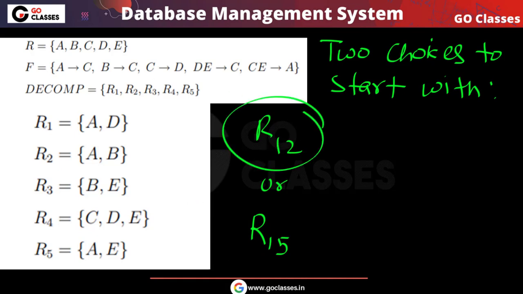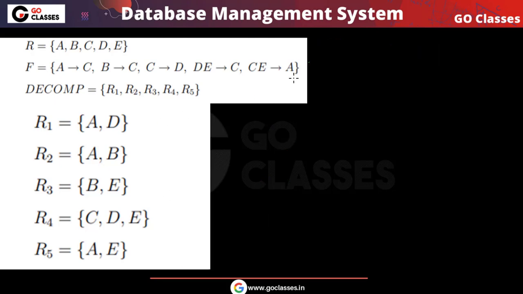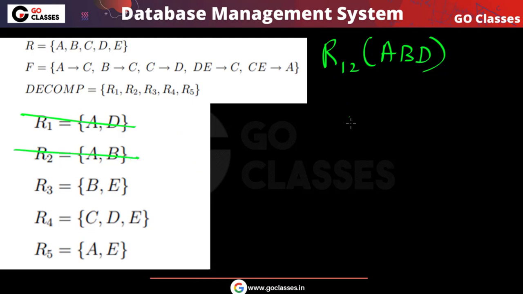Now let us check what will happen if we combine R12. So let me start with R12. This is R1, this is R2, and what is the common set of attribute? The common set of attribute is A, and you can notice A can determine D. So this A is a super key in R1. So I can say yes, we can combine R12. So finally I will get A, B, D. So this R12 I got. Remember now this is gone, and now I have R12.